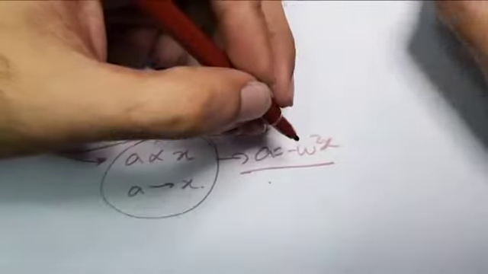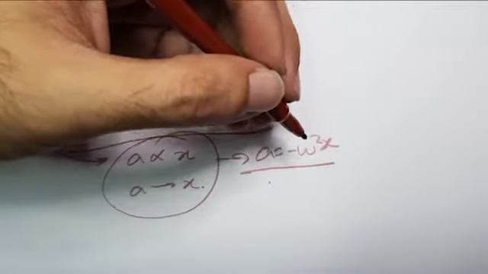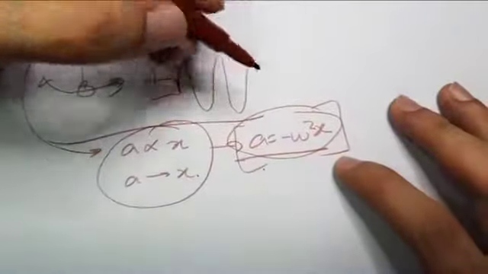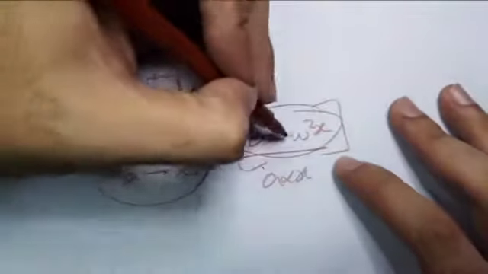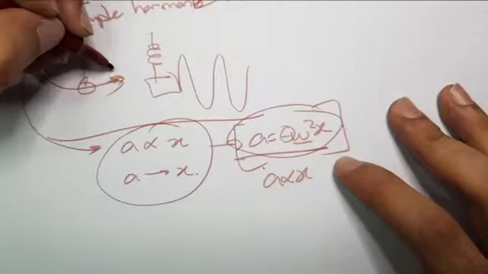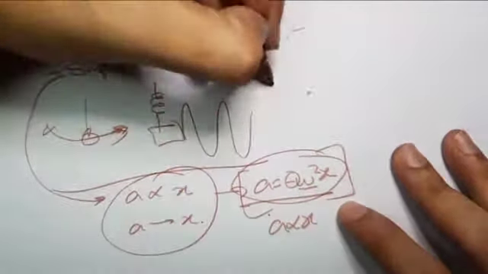If you see any problems, comment right away. All right, let's keep going. So a is equal to minus omega squared x. This is the defining equation of simple harmonic motion. Why? Because as you can see from the equation, a is proportional to x, and there's a constant, and there's a minus. The minus represents that the acceleration is backwards, towards the equilibrium point.